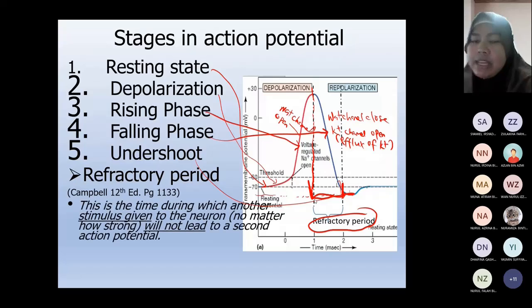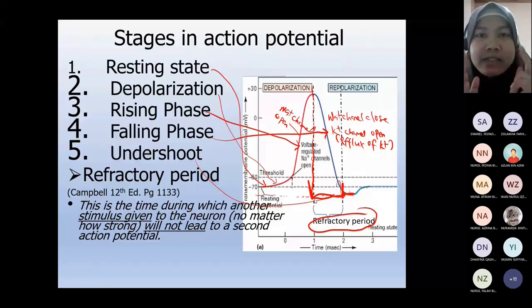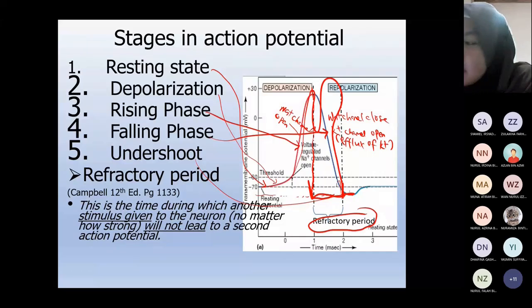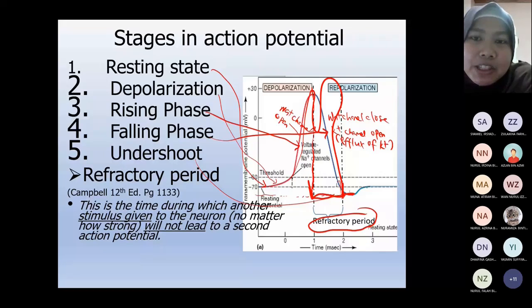Okay, what happens during this refractory period? This is the time during which, even if another stimulus is given to the neuron, no matter how strong the stimulus is, it will not lead to a second action potential. So during the refractory period, if you give a stimulus, even if it is very, very strong, it will not produce an action potential. Another peak like that will not be produced.